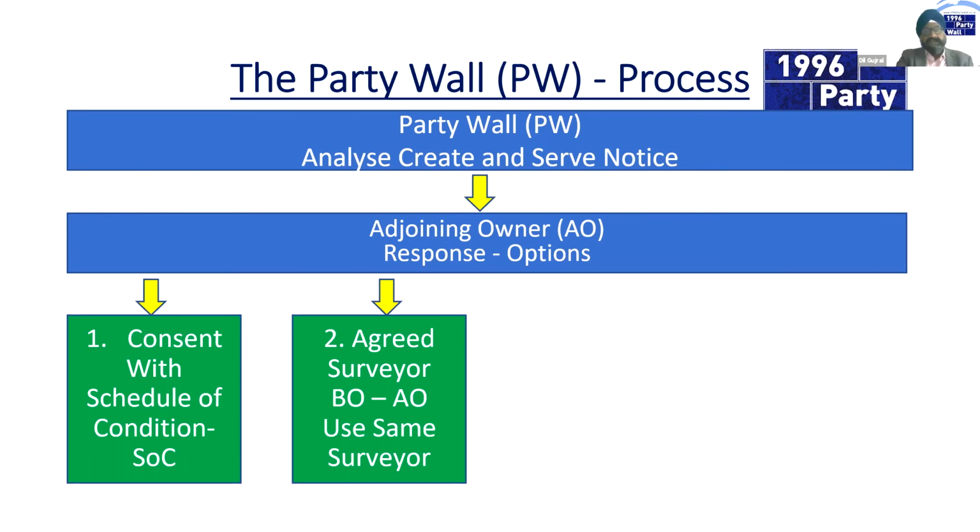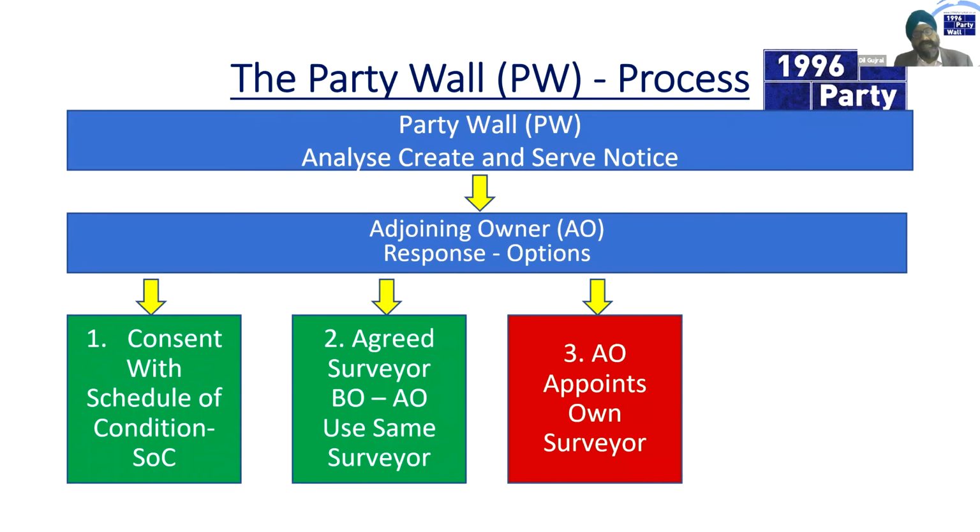Now, consent with a schedule of condition or an agreed surveyor is actually a win in terms of costs and time for a building owner carrying out works, especially for residential works. The adjoining owner has a right to appoint their own surveyor, and in most cases, not in all cases actually, and this is where we're going to discuss, either tomorrow or the day after, in terms of fees, mostly the fees are paid by the parties doing the works.